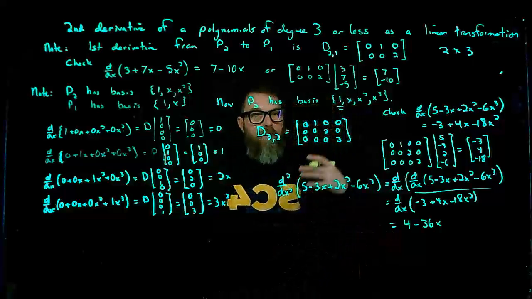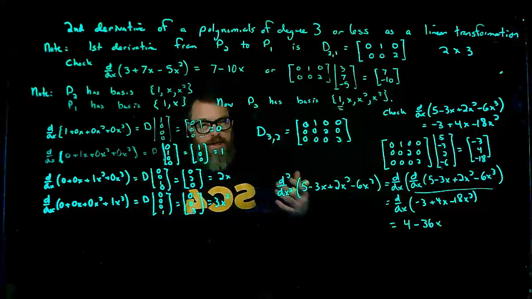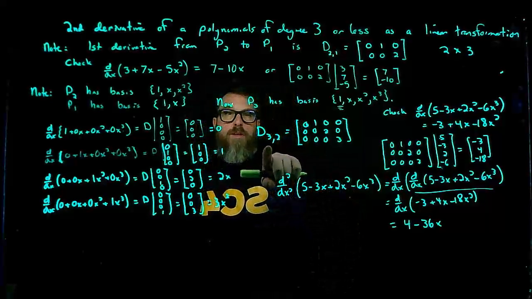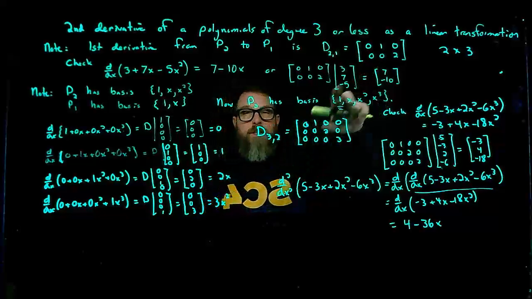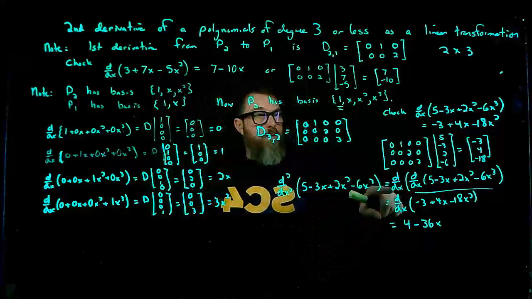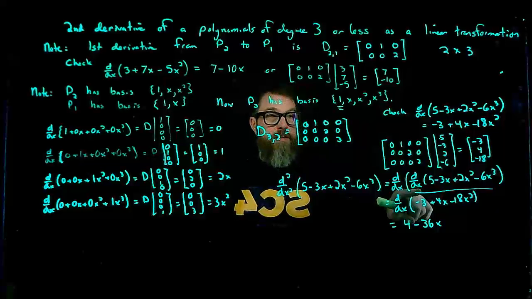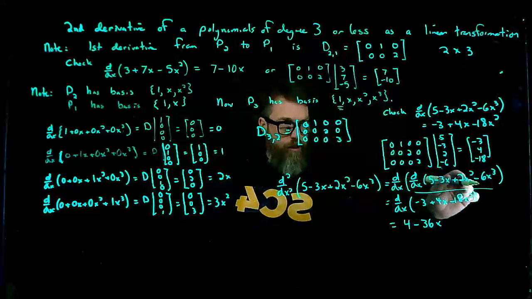Okay, now I want to build a matrix multiplication for the second derivative, and what I know is this is the matrix that goes from degree 3 to degree 2. This is the matrix that goes from degree 2 to degree 1. So how do we set up this second derivative? Well, we know it's the derivative of the derivative. Now remember, this inside derivative is the derivative that goes from P3 down to P2. So let's do the underlying thing first.